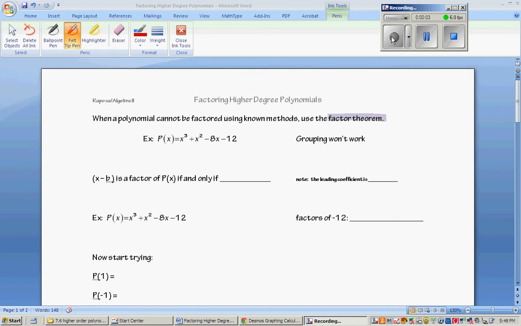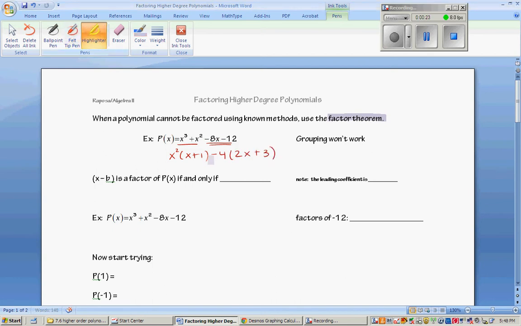When a polynomial can't be factored using known methods, we're going to use something called the factor theorem. For example, if we take a look at this, it looks like it would be excellent for grouping. So I'm going to pull out an x squared, and I'm going to get x plus 1. And then here I'm going to pull out a negative 4, and I'm going to get 2x plus 3.